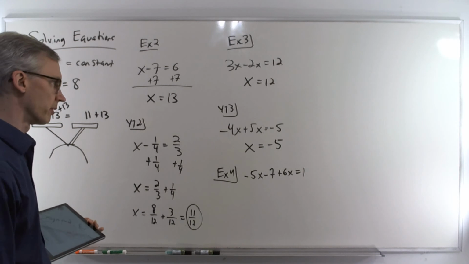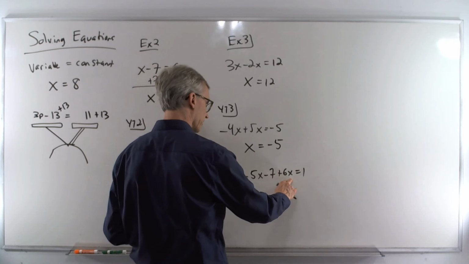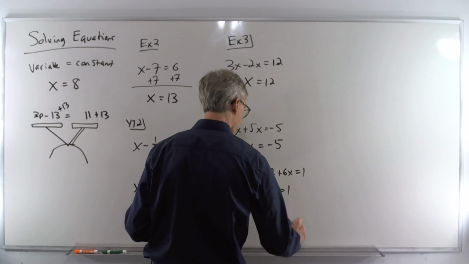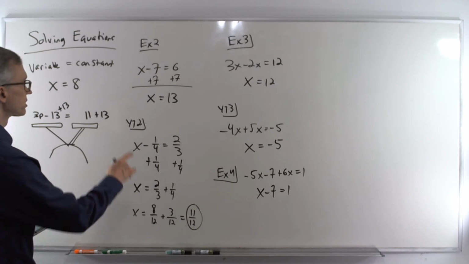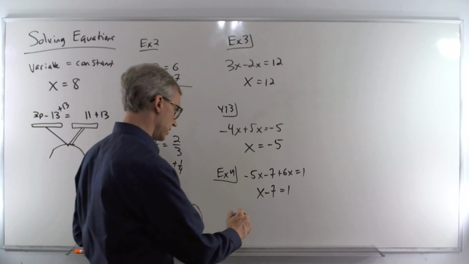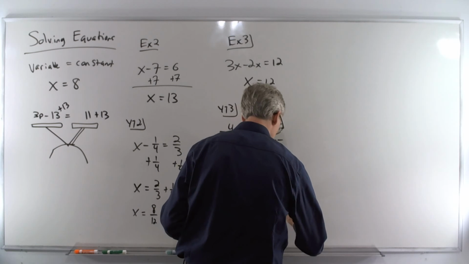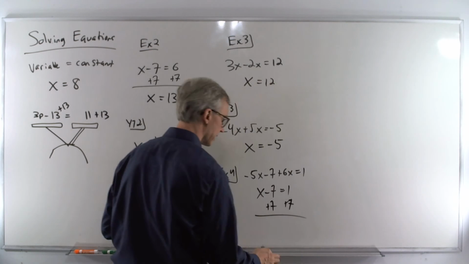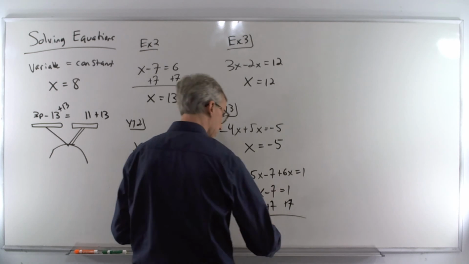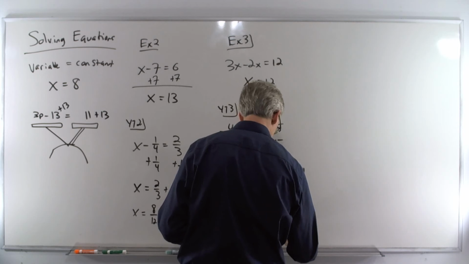All right, this one will require a little bit more work. Negative 5 plus 6 is 1, so that's a single x. x minus 7 equals 1. And now this looks like the equation we started with. So sometimes you can simplify to make it look like one of these. So now we'll add 7 to both sides. All right, always doing the opposite of what's there. We have a negative there. That means we need to add to both sides. This will cancel out, and x equals 8.